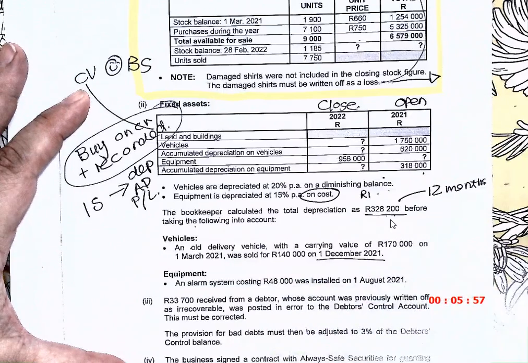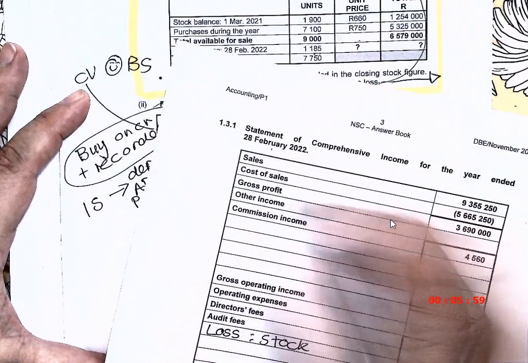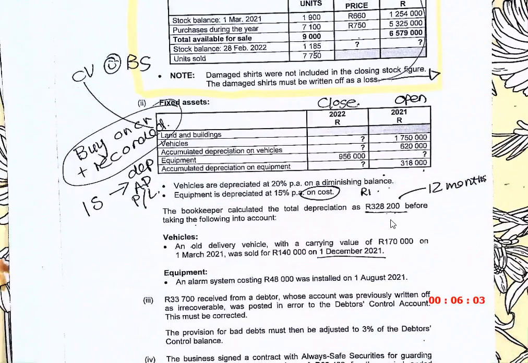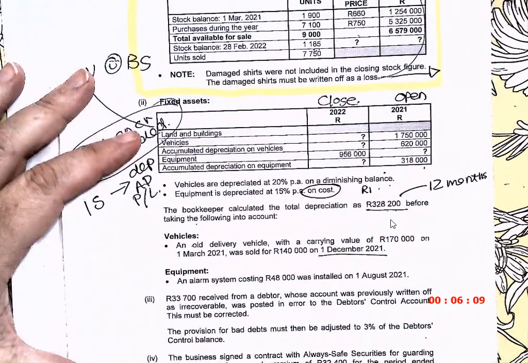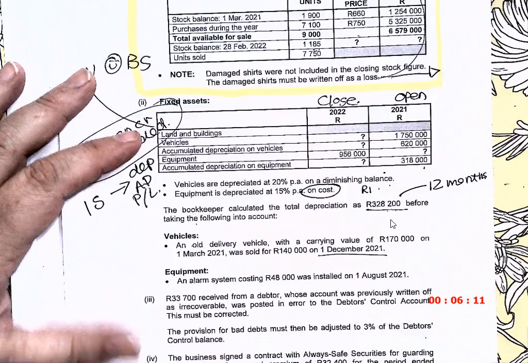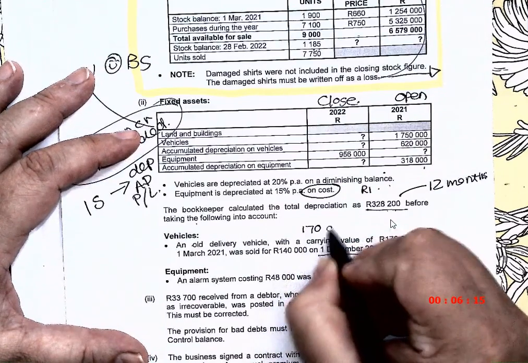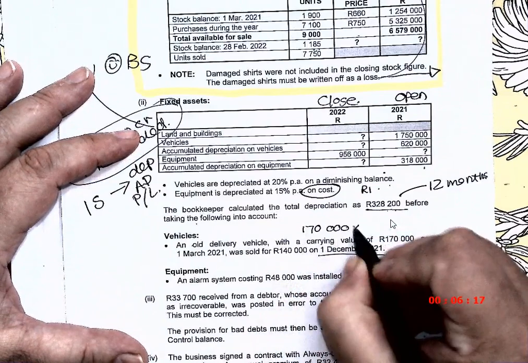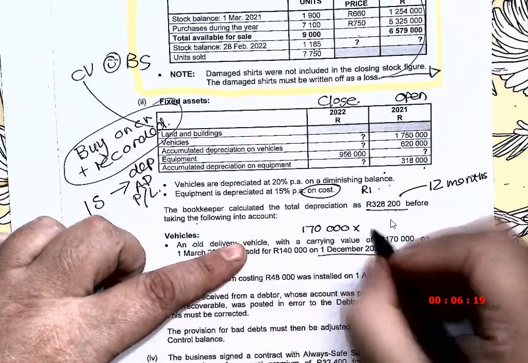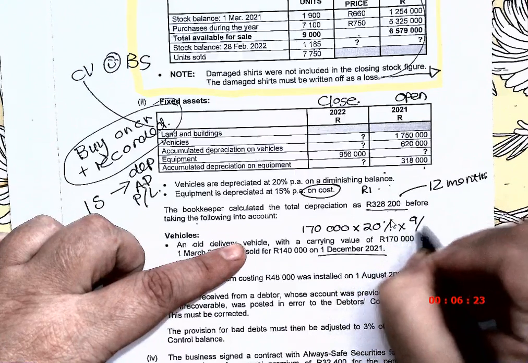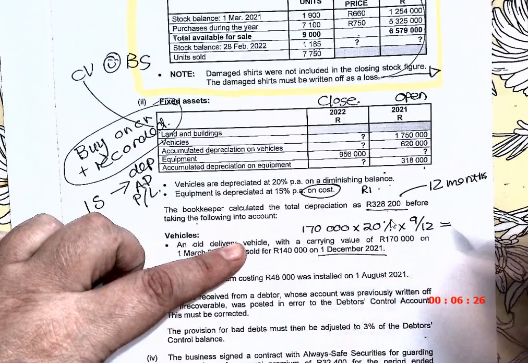My financial year is 28 February, meaning this vehicle I've had March, April, May, June, July, August, September, October, November. I had it for 9 months. Okay? So, 170, right? Times, and they say 20% for 9 months. What was the depreciation?